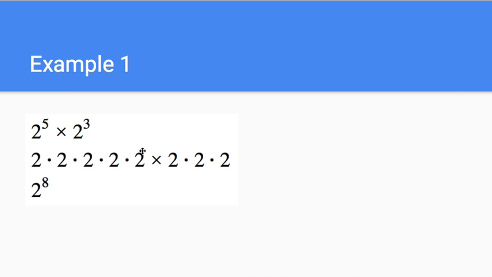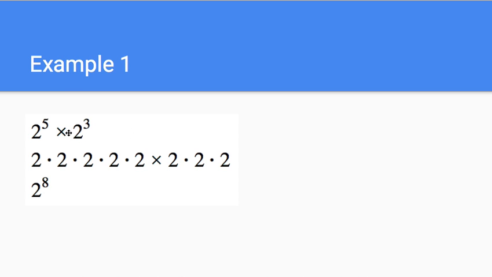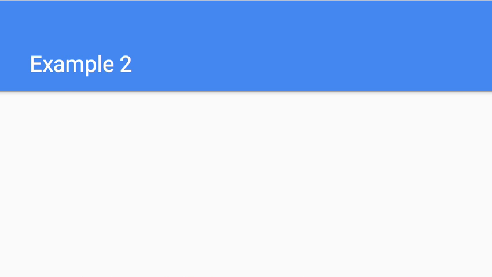And it only works if this has the same base. If this were like 3 to the 2nd power, oops, that wouldn't work, because with 2 to the 5th we would have 2 times 2 times 2 times 2 times 2, and then 3 times 3. That's not the same thing. They have to be the same base because it has to be the same number that's being multiplied.